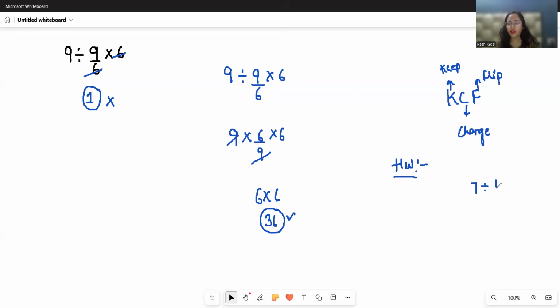Now comment down below. Your homework questions are: the first question is 7 divided by 1 by 7 multiplied by 7, and the second question is 4 divided by 2 bracket 4 divided by 2. Comment down below. I will pin the comment that gives both answers correct.